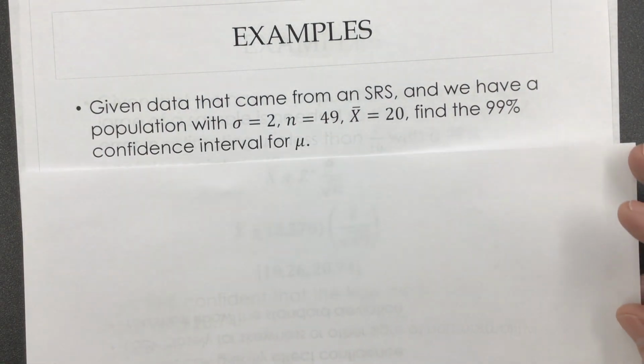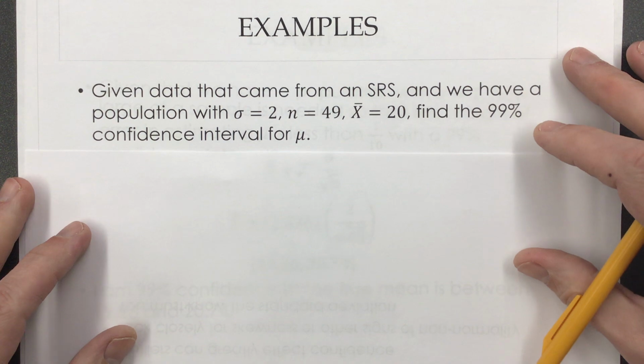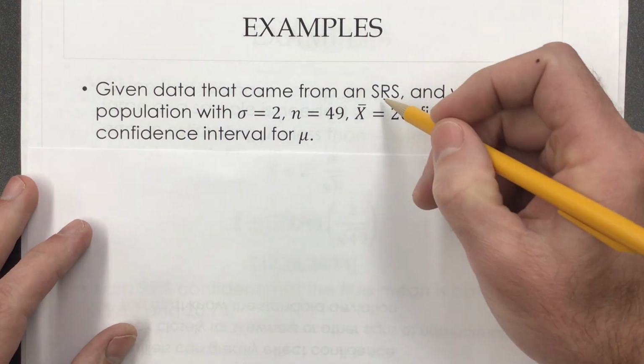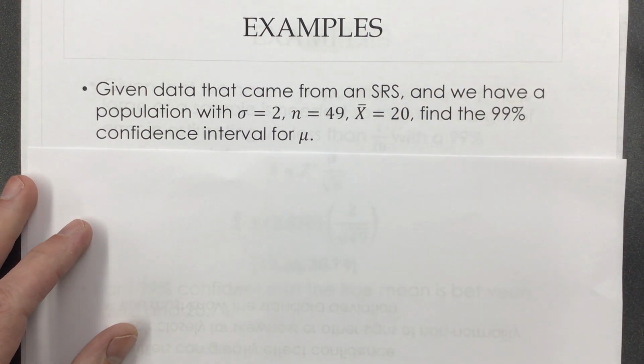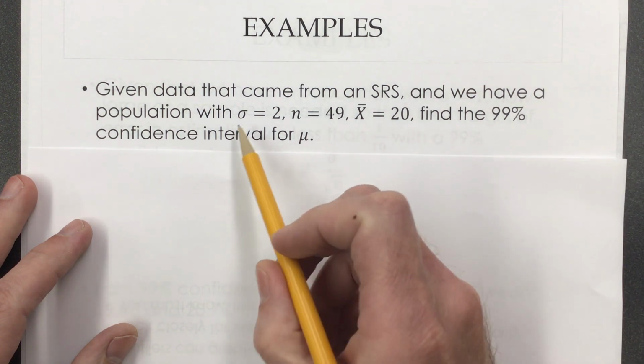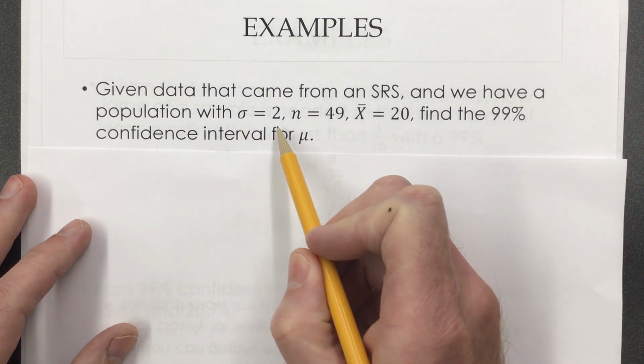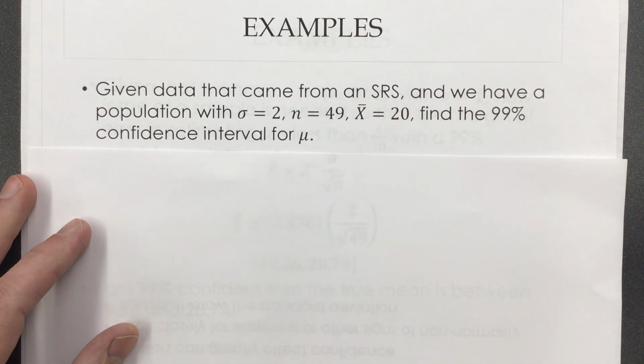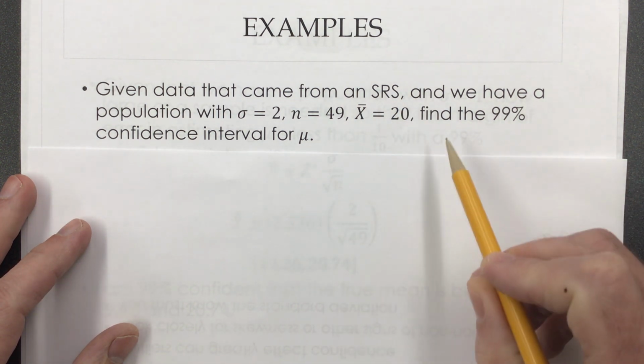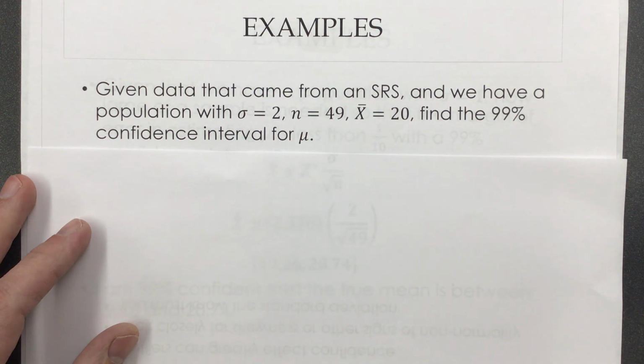All right, so let's practice. Let's say I have a data set, it came from an SRS. The population has a standard deviation of 2. My sample size was 49, and my sample mean was 20. Let's find a 99% confidence interval for the true population mean.